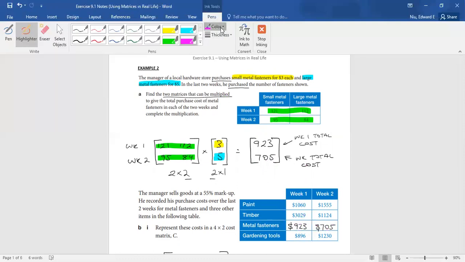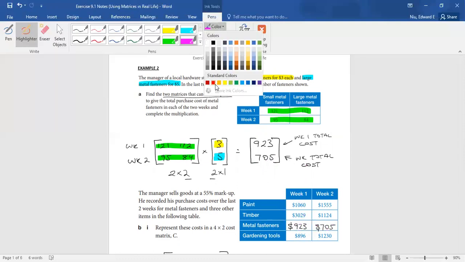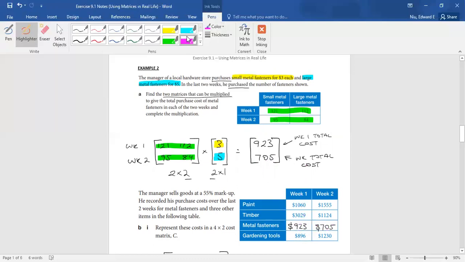Okay, so let's just make sure we've got this down somewhere. All right, so these values here get filled out in the table.